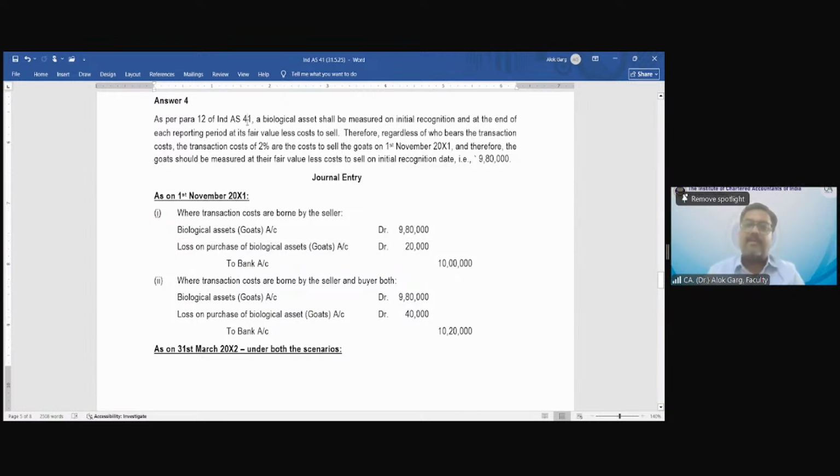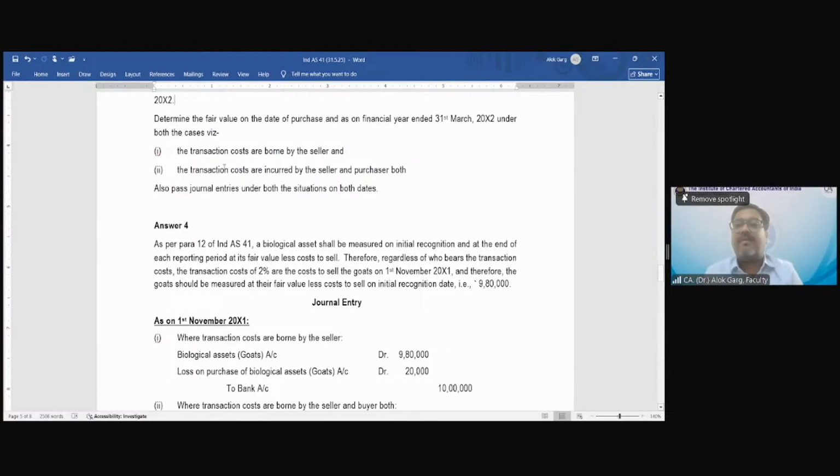So if this cost is incurred by the buyer and seller both, then what is the initial measurement? Then also the initial measurement will be at 9,80,000 only. And the loss on initial recognition will be 40,000. Since the buyer is also required to pay an additional 20,000 rupees, biological asset will always be at fair value less cost to sell. So biological asset account debit 980, to bank 1020. The 40,000 will go to the P&L as a loss on initial recognition.